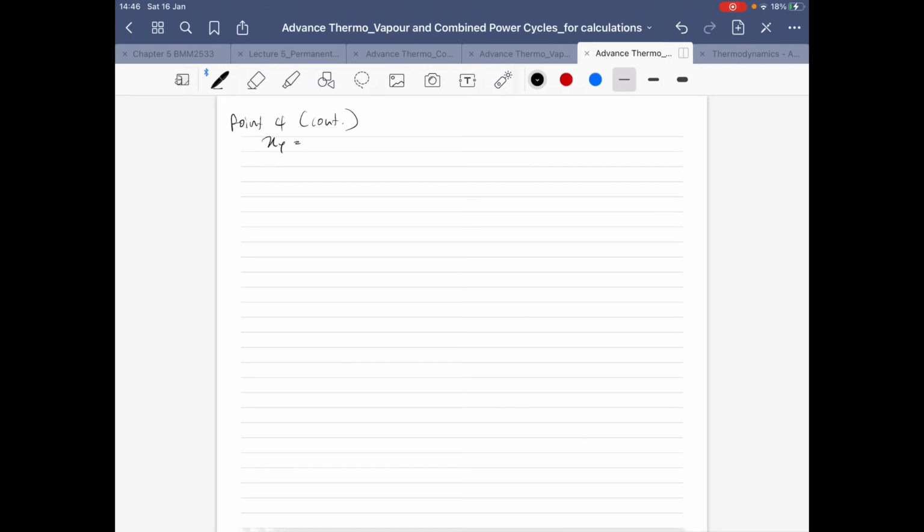X4 equal to S4 minus S fluid, S2 entropy, remember that, entropy of Fg, so equal to 6.7450 minus 1.2132 divided by 6.2426 equal to 0.8861. Okay, so because dia adalah fraction kan, fraction ni tak ada unit lah, tak ada unit. So now you get the H4 enthalpy at point 4.